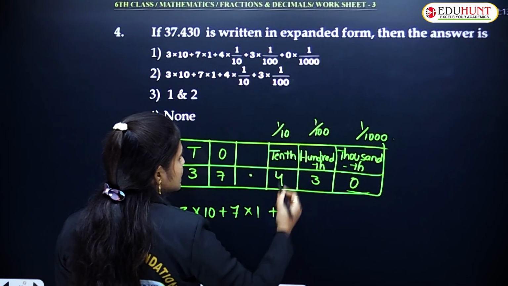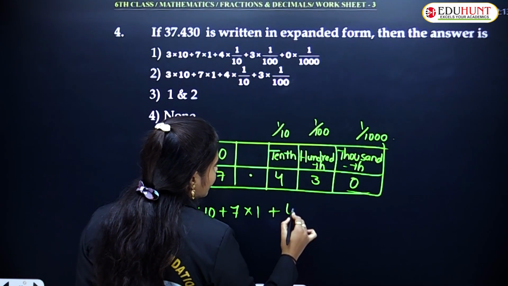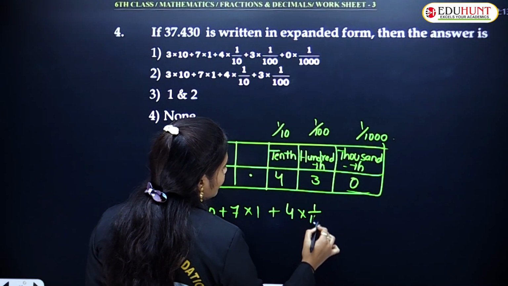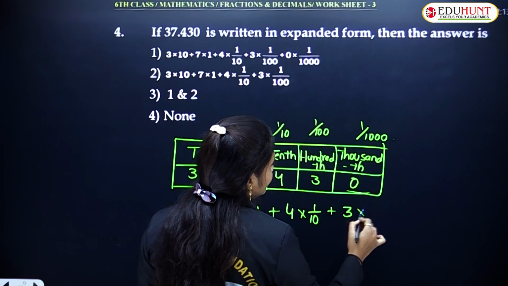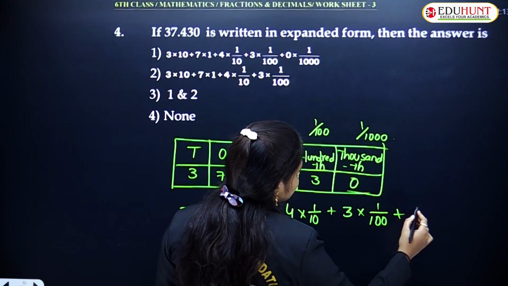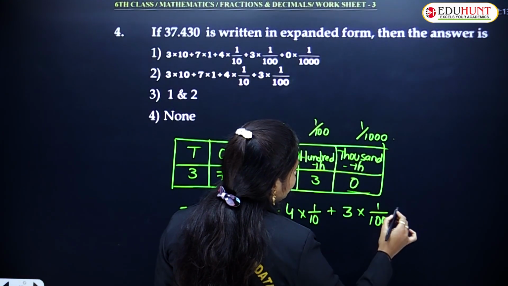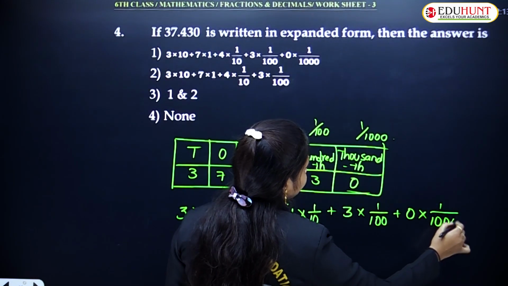Plus here 4 is in the tenths place. We can write this one as 4 into 1 by 10. Plus 3 is in the hundredths place, so 3 into 1 by 100. Plus, and here 0 is there in the thousandths place. 0 into 1 by 1000.